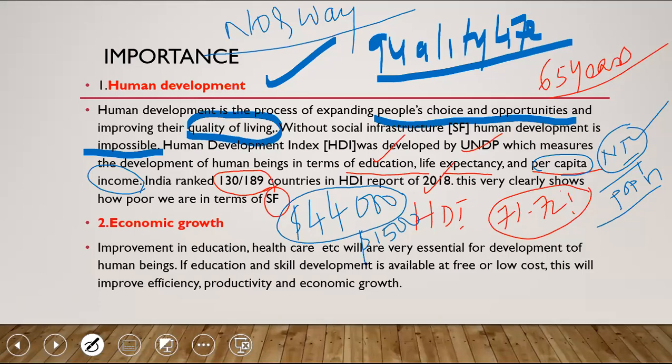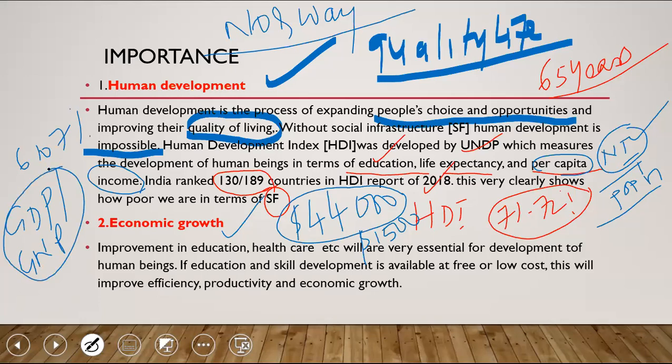Okay. Second is economic growth. Remember, what do you mean by economic growth? Don't think that it is only denoted by GDP or GNP, gross domestic product, gross national product, 5% growth rate, 6 to 7% growth rate. This is India's GDP growth rate. It is not bad. But the issue is, how will the quality of life improve? That is the main thing.